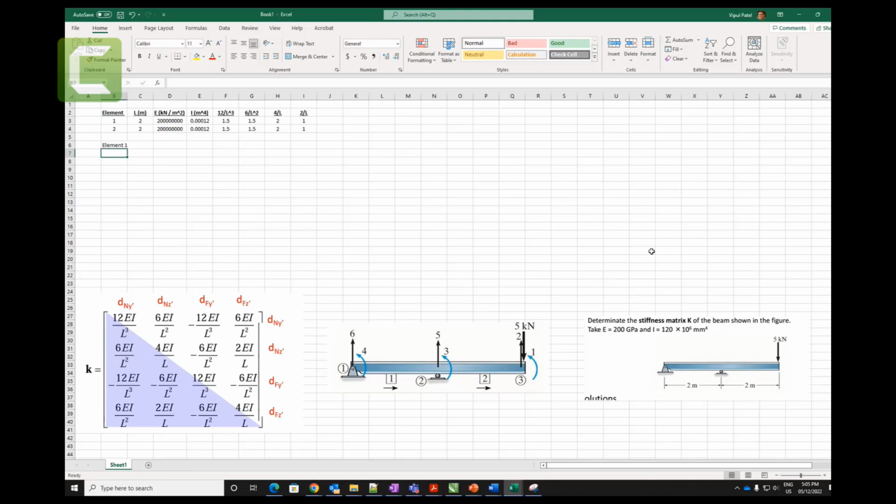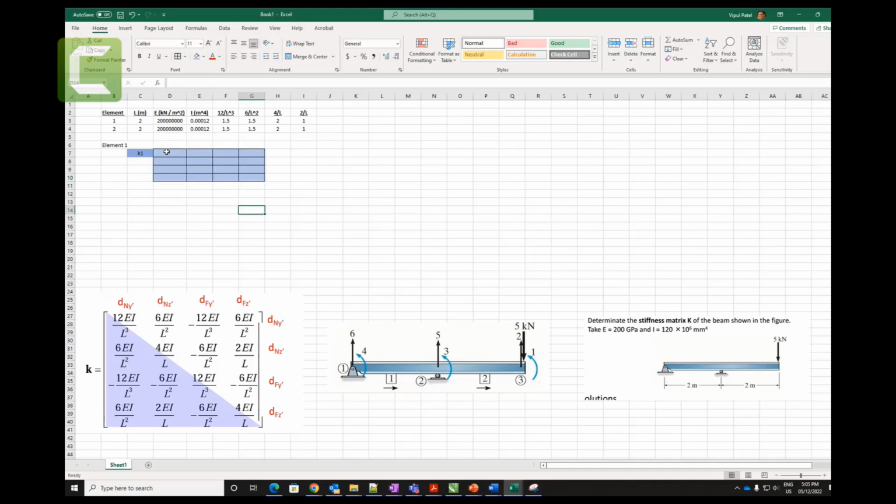So element number 1, let's put the detail. Let's give it the name K1, like we did in here. And let's give it some dark color here, and then a 1 2 3 4 by 1 2 3 4 matrix, and let's give it some color here, and let's put all borders.